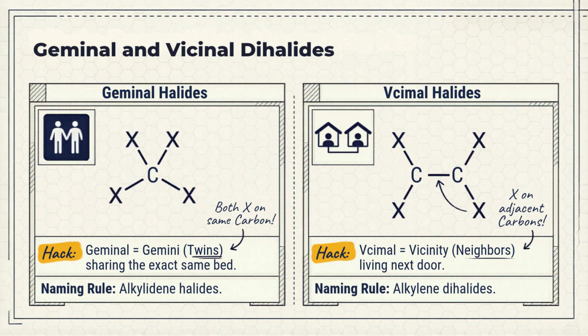Geminal and vicinal dihalides are really about neighborhood. If both halogens sit on the same carbon, it is geminal. If they sit on adjacent carbons, it is vicinal. The memory trick is simple. Geminal means twins. Vicinal means neighbors. That naming logic is important because it shows up in both classification and reaction products. Once the positions are clear, the name becomes automatic.